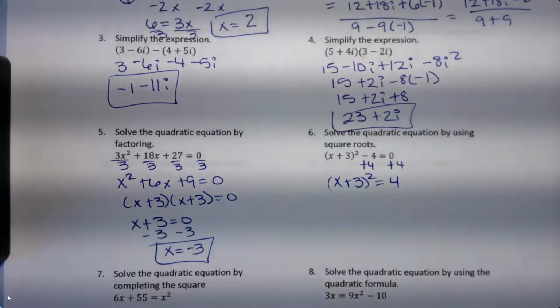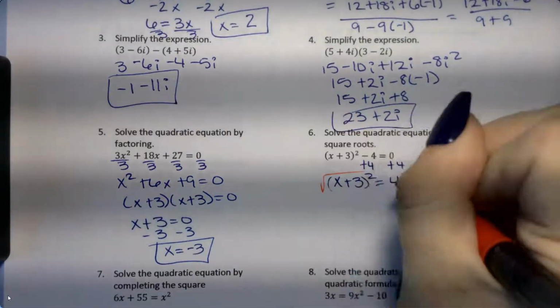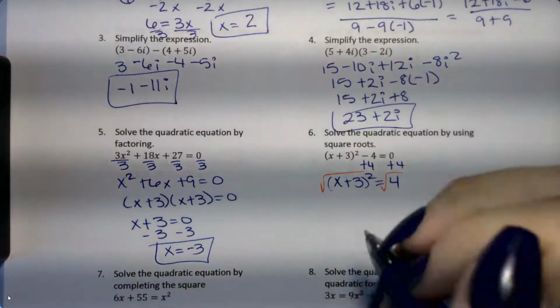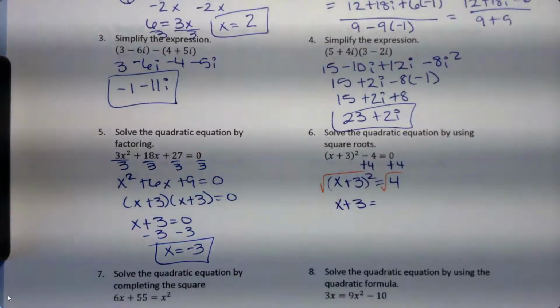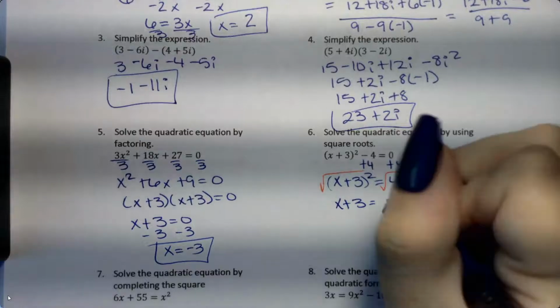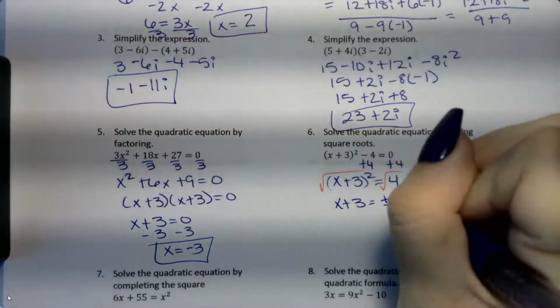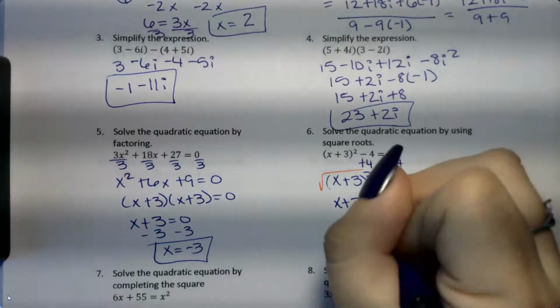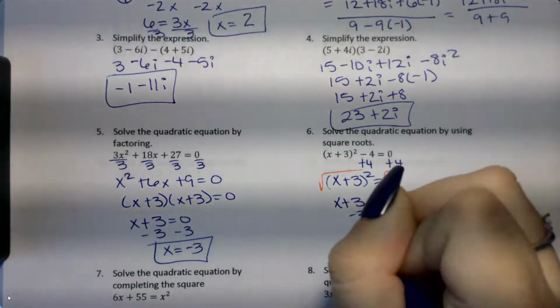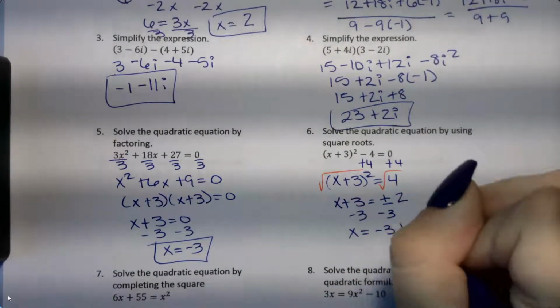Then I want to go ahead and take the square root of both sides. So on the left side, this cancels out my exponent. I'm just going to have x plus 3. On the right side, whenever I draw the square root symbol, I get a plus and minus. And then I have the square root of 4 is 2. Then I want to go ahead and subtract 3 on both sides. I get x equals negative 3 plus or minus 2.